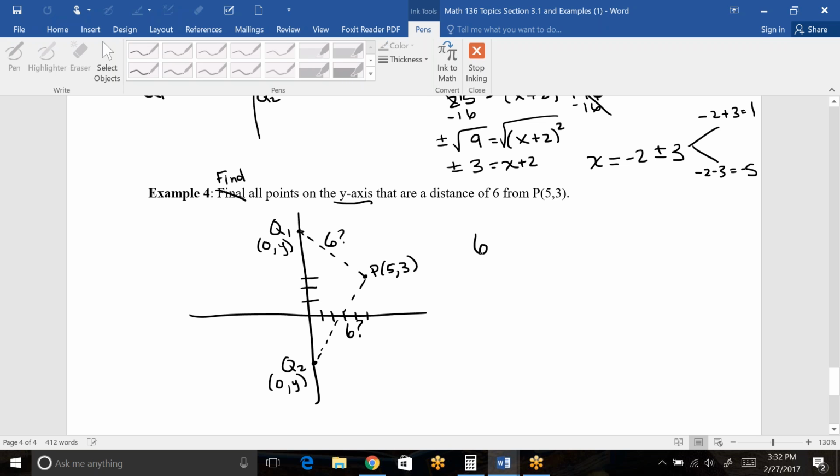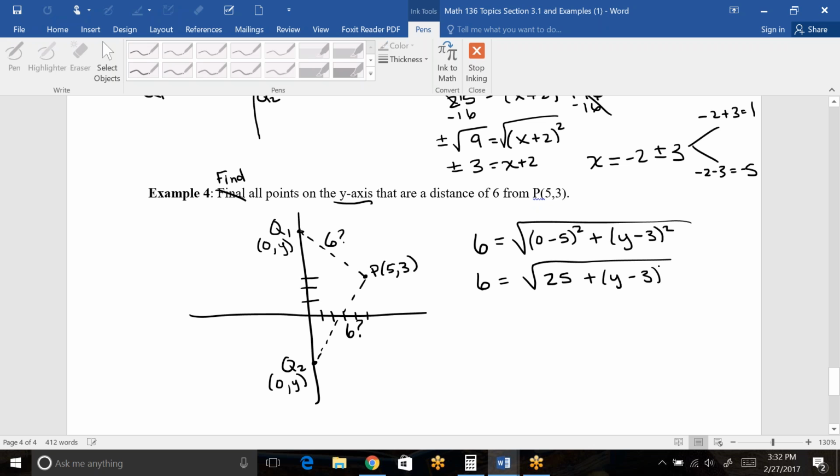So distance would be 6 equals the square root. I always start with the Q points because it makes this look a little bit neater. So this would be 0 minus 5 squared, because that's the x's, plus y minus 3 squared. Work out at least the negative 5 squared, that's 25, and leave the other part alone for just right now. If we square both sides, that'll get rid of that square root.